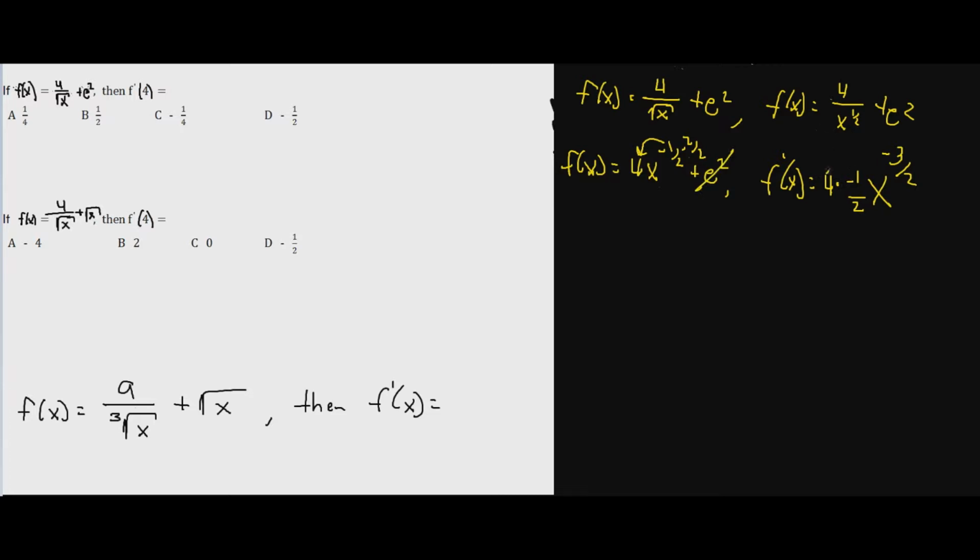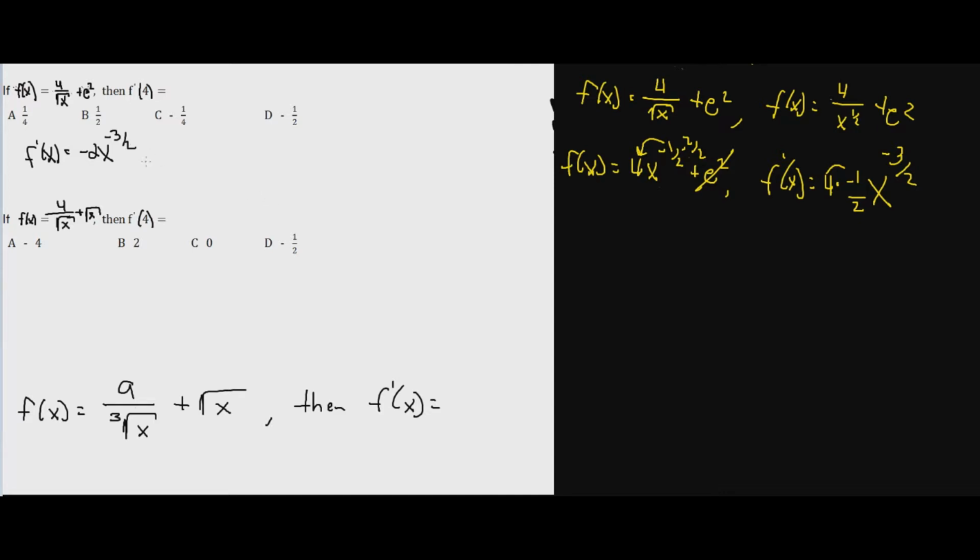So here it is. Let's do this. What's 4 times negative 1? Negative 4 divided by 2, negative 2. So what we're going to get, let me write it over here now, is f prime of x is equal to negative 2x to the negative 3 over 2.